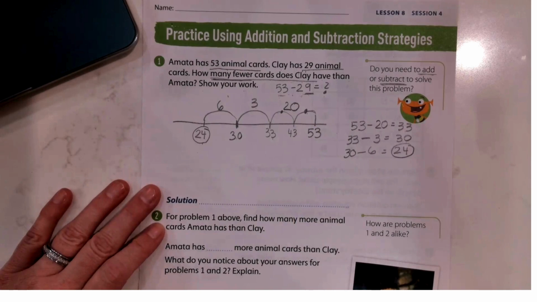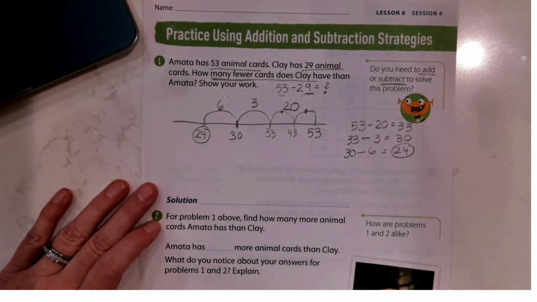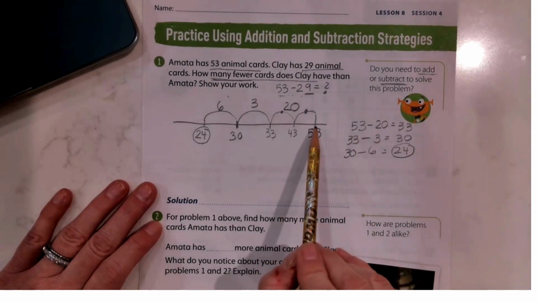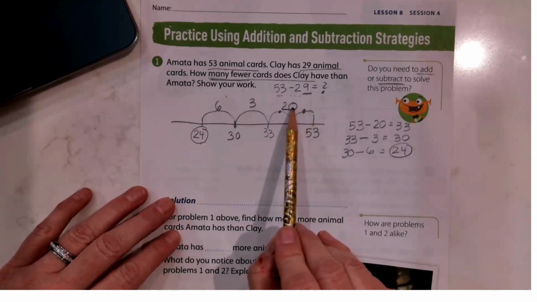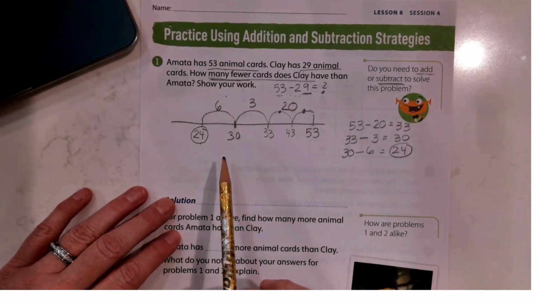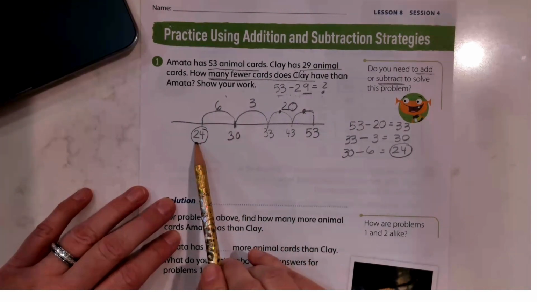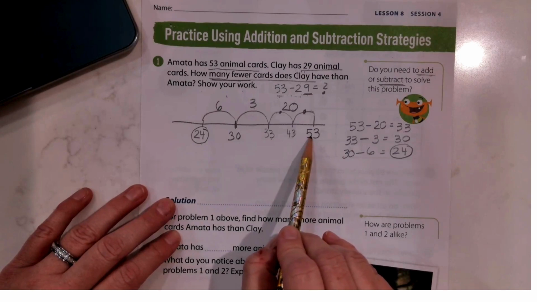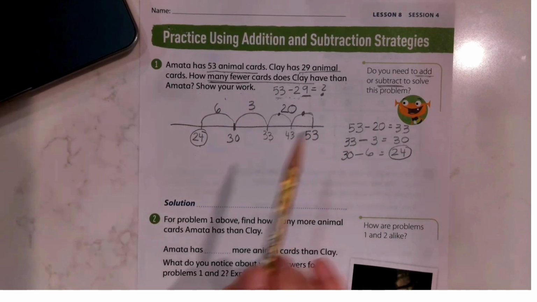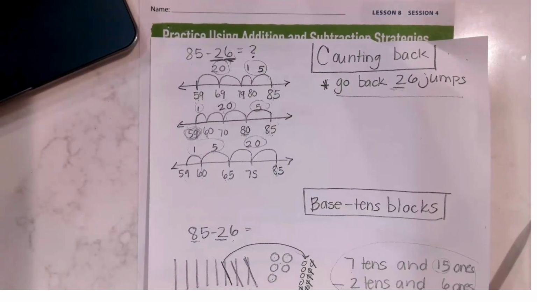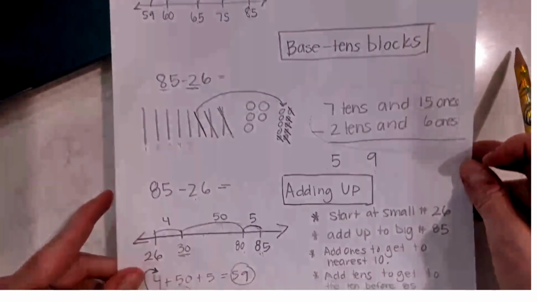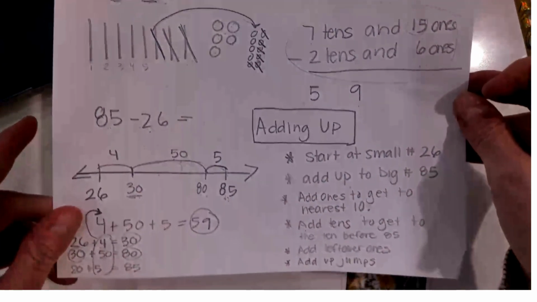So I want them to do a counting back strategy. When you do counting back, you always start with the bigger number, and you want to jump back or subtract 29. So that means you will have a total of 29 jumps. And then what you end on is your answer. So start at 53. Sometimes you can do it several ways. I sent your kids home with a paper today that had a bunch of the strategies on: counting back, base 10 blocks, and adding up. So there was a bunch of those strategies sent home today in their blue folder. So be looking for those.